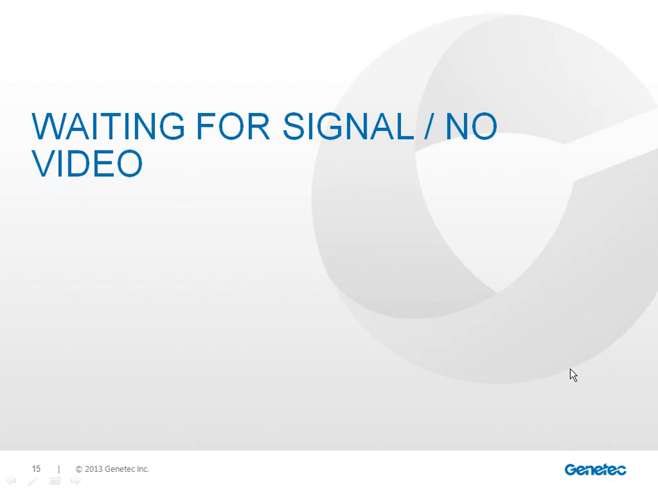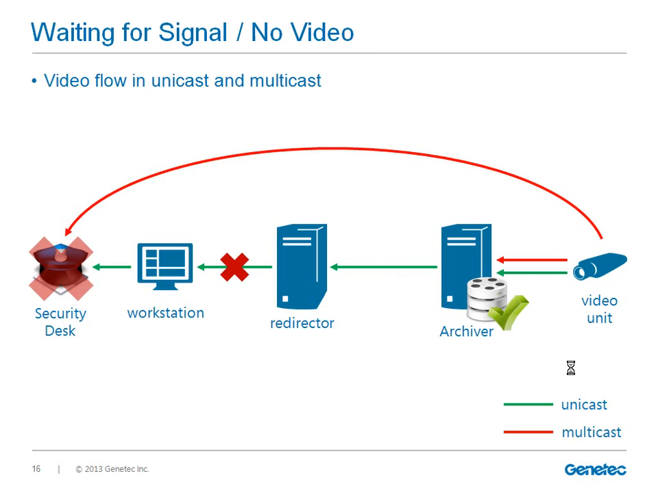Okay, the first issue we're going to take a look at today is where we're getting a waiting for signal message on the tile, or no live video is showing up at all. To see how we can fix the problem, we have to understand how the video is getting through the network.